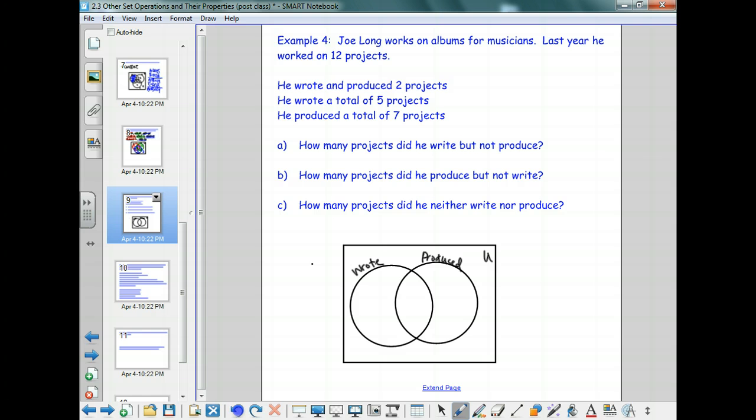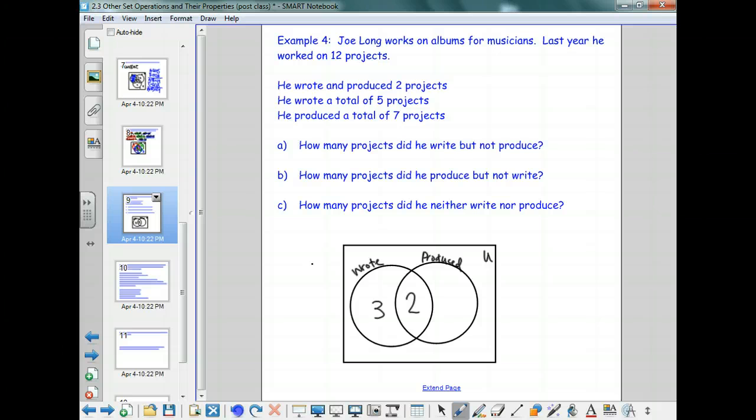Where do I start with that information? In the middle. And do we know what number goes in the middle? 2. Because this is where they overlap. This piece in the middle is the "and." It's the wrote and produced description. So there's 2 of them. Now it says he wrote 5. So am I supposed to put a 5 out here in the wrote circle? No, I need 3 because everything in the wrote circle should add up to 5, right?